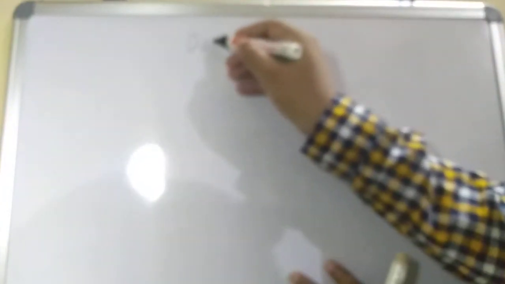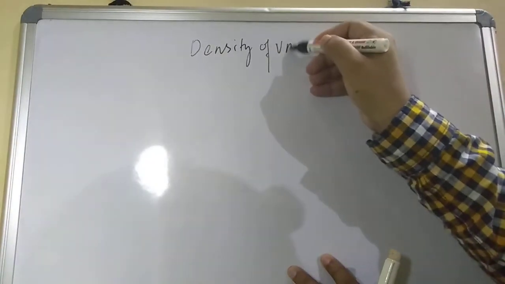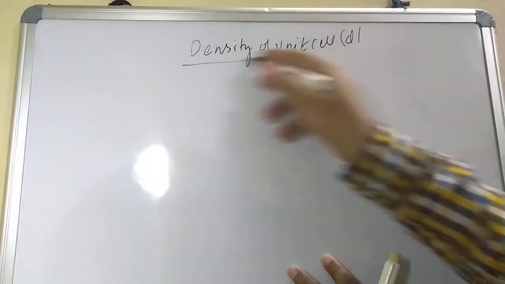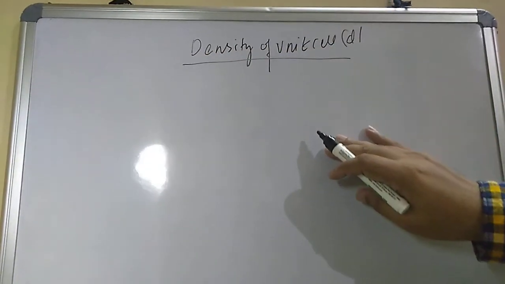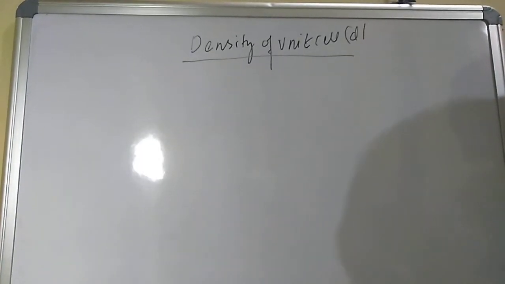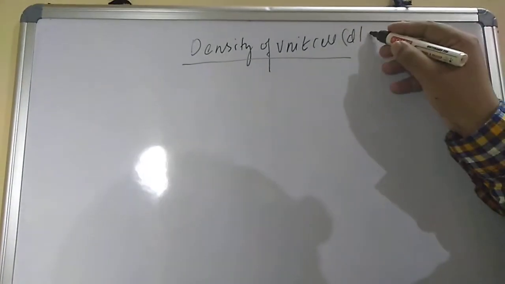So how to calculate the density of the unit cell? Let us see and derive the formula for the density. Okay, so our topic is density of unit cell. Density of unit cell is represented by D. The density of the unit cell is also calculated just like the other substance.